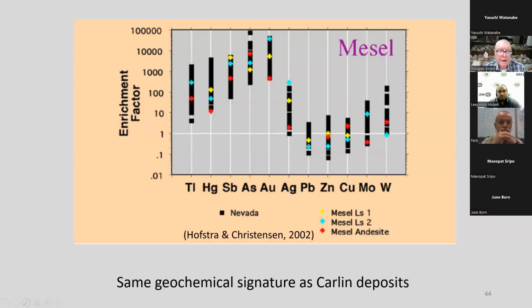There was a USGS publication by Hofstra and Christensen in 2002, and they were comparing some of the other sediment-hosted gold deposits to those that were known from the Carlin district. And the sediment-hosted gold deposits in Southeast Asia have very similar geochemical signatures to those of the Carlin Trend in Nevada, the principal indicators being thallium, mercury, antimony, and arsenic.